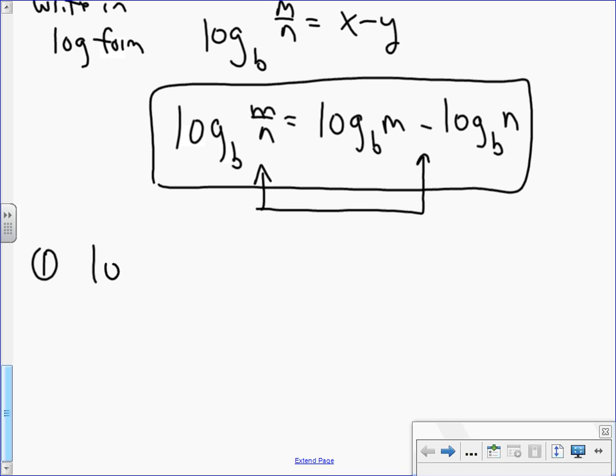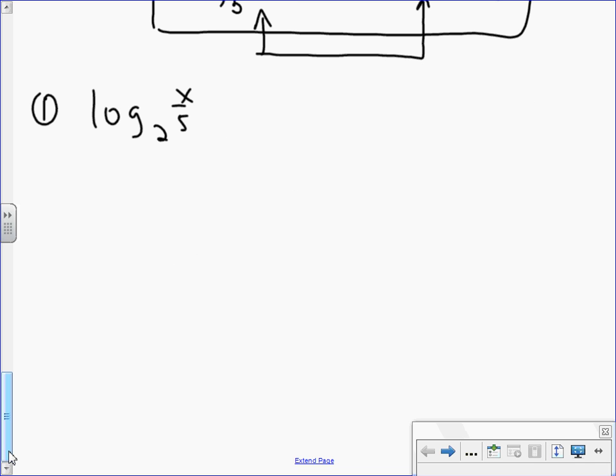Let's practice one. So log base 2 of x divided by 5. Y'all see how this fits the format? It is the log of a quotient. So I'm going to be able to write that as two separate logs: log base 2 of x minus log base 2 of 5. I didn't say you always have to do it. I said you can do it. It's one of the things that you are allowed to do.